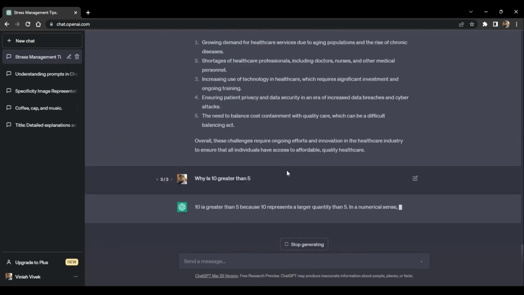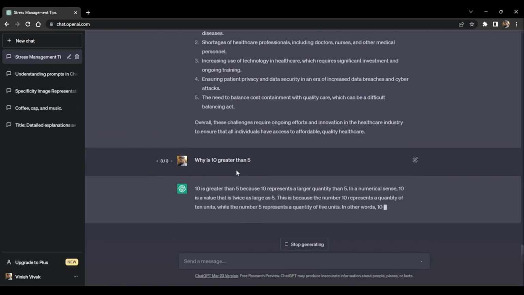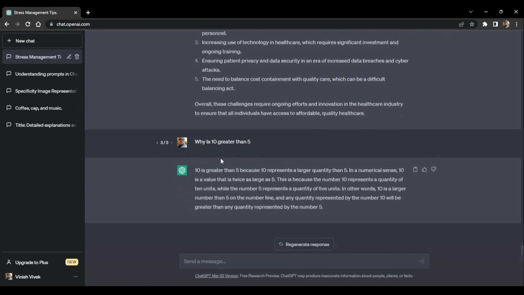And there we go. A little more detailed answer to the same question, rather than just saying yes or no, that yes, 5 is smaller or greater. It actually gave us a reason as to why it is. 10 is greater than 5 because 10 represents a larger quantity. In numerical sense, it's twice, and so on and so forth. A more open-ended question. All right.